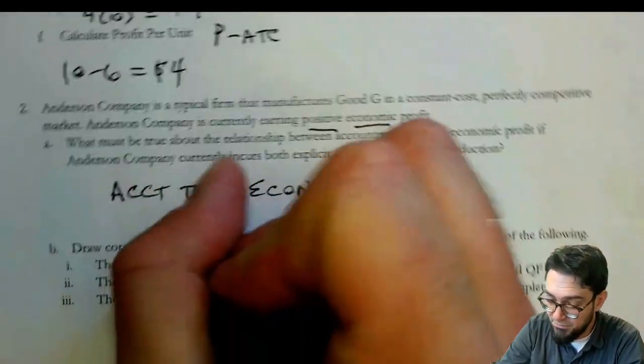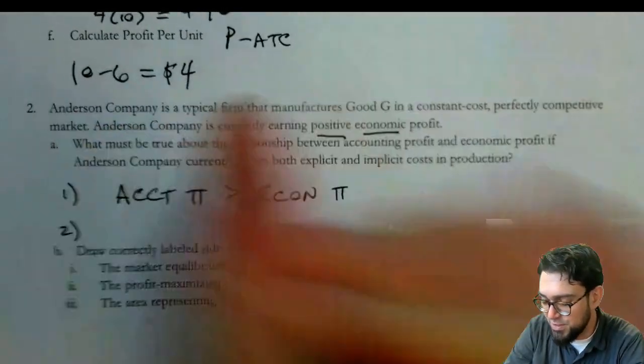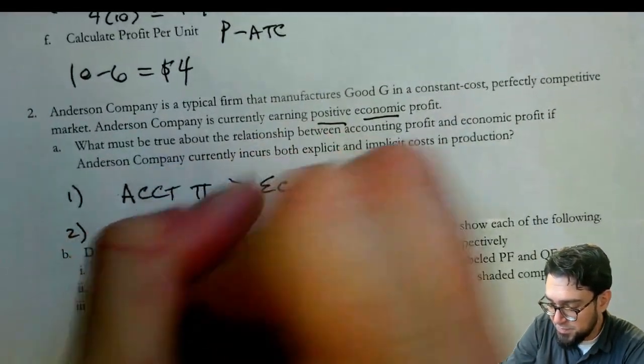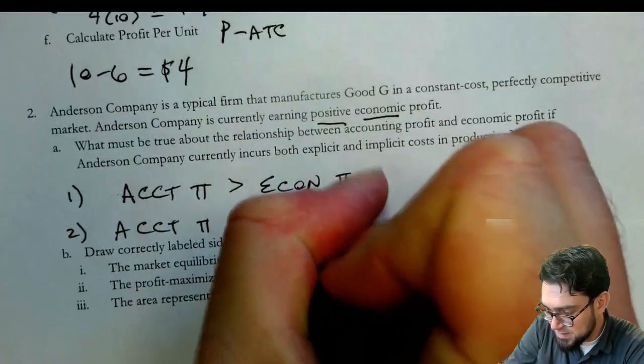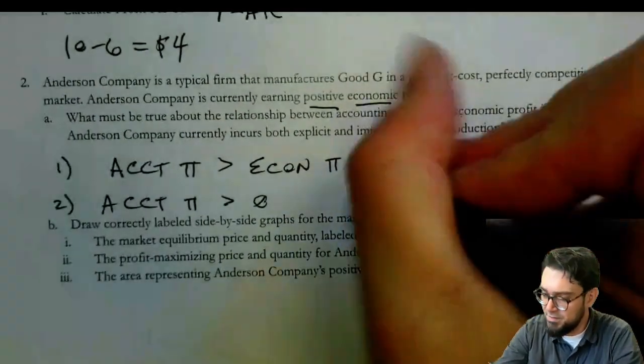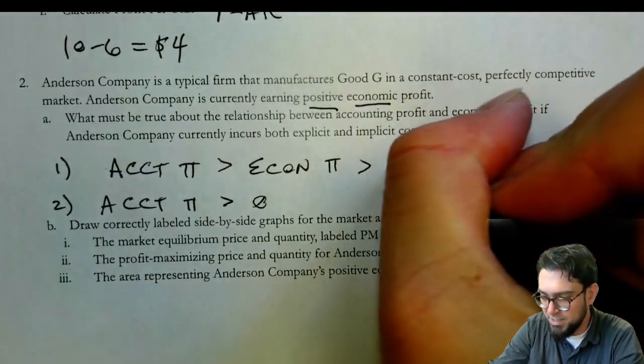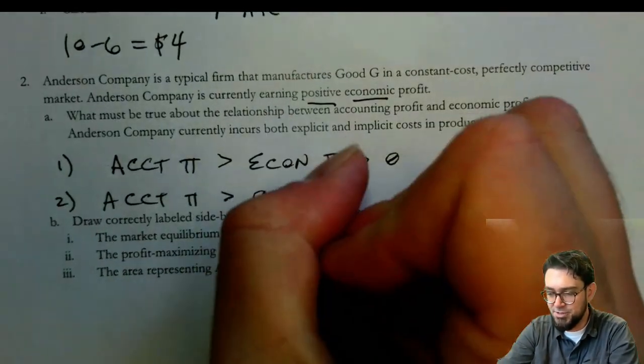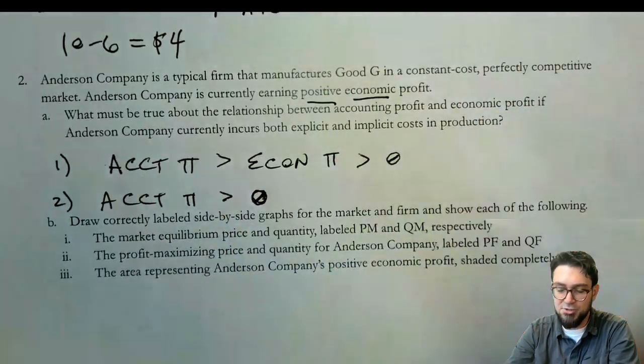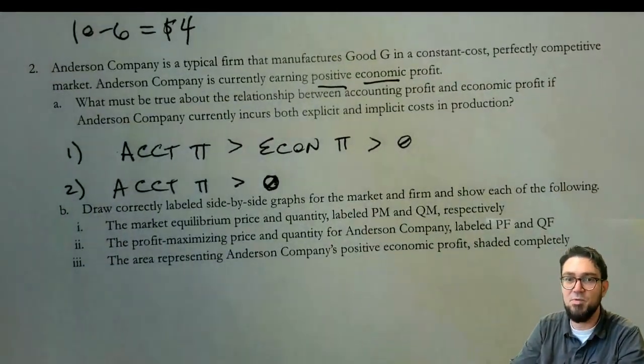We could also say for sure, right? I mean, this isn't really about the relationship, but we also know that accounting profit must be greater than 0 because the economic profit is greater than 0, right? So there's an extension that we could actually say here, that we know the firm is earning positive economic and positive accounting profits.